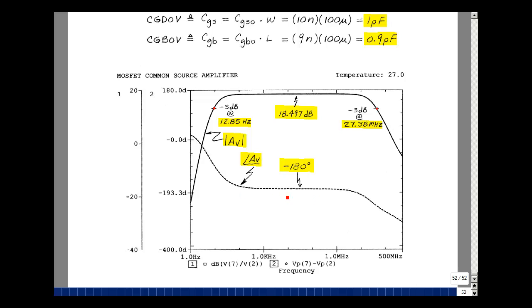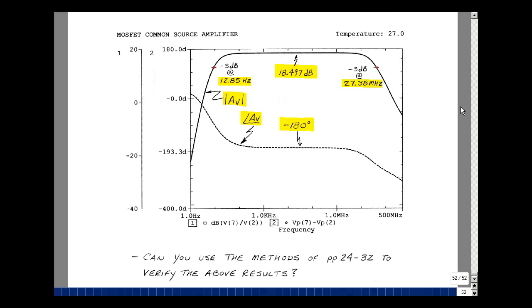You can see that the gain is negative in the midband. So we always have a minus sign with our gain like we had seen in Chapter 5. Could you use the methods that we talked about earlier in this chapter with open circuit and short circuit time constants to verify this result of the midband gain and the low frequency and high frequency corner? And this is a high frequency model of a MOSFET.